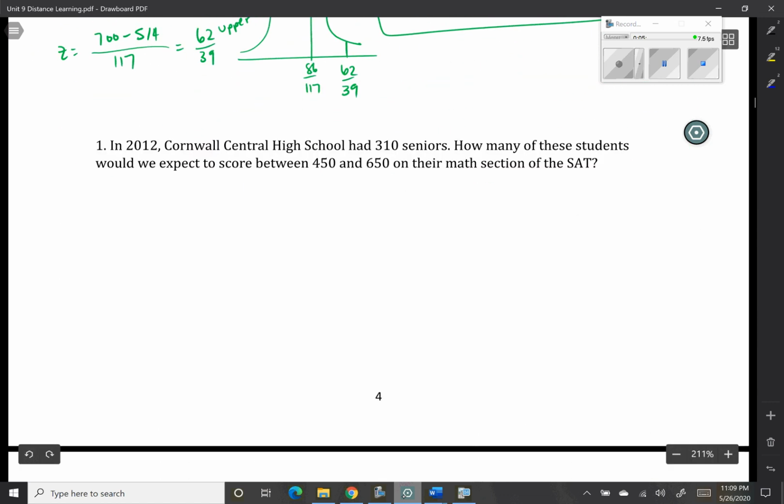Number 1 in the actual notes here, not the opening exercise, says in 2012, Cornwall Central High School had 310 seniors. How many of these seniors would we expect to score between 450 and 650 on their math section of the SAT?